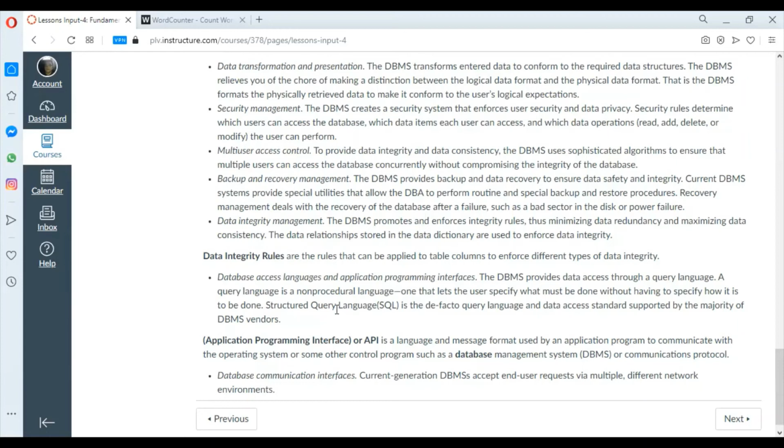Database access languages and application programming interfaces or API. The DBMS provides data access through a query language. A query language is a non-procedural language. When we say non-procedural, we are the ones specifying what must be done. Okay, basically we just tell the database what must be done. We do not have to specify how it is to be done.